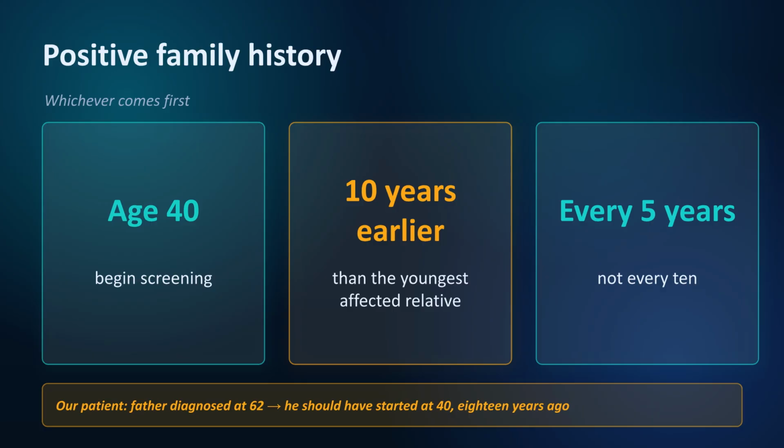Now apply that to our patient. His father was diagnosed at 62, 10 years before that is 52, and age 40 is earlier still, so 40 is the answer. He should have begun at 40. So he is not 13 years late, as we said at the start. He is 18 years late. Always run this rule before quoting a start age.